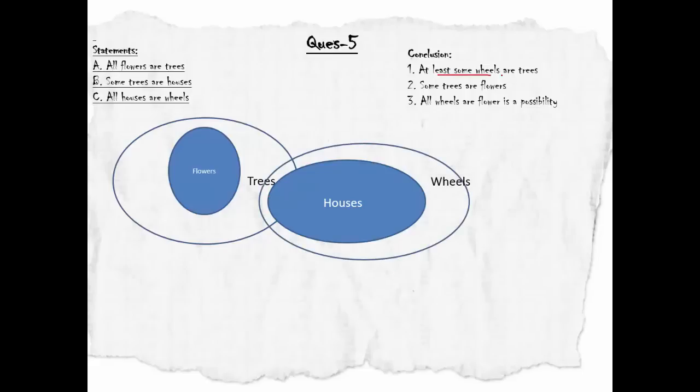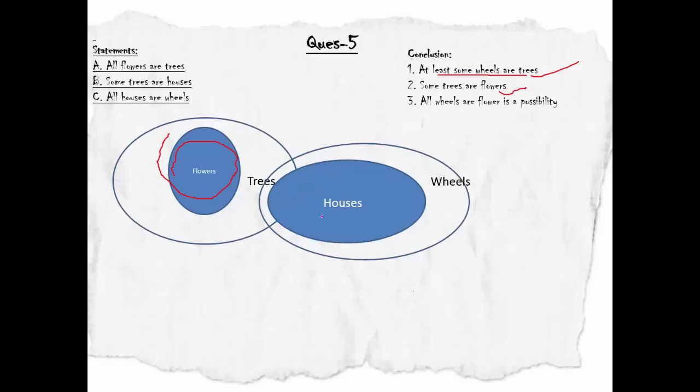At least some wheels are trees, clearly true. There is at least some portion of the wheels which are trees, because houses overlap with trees and all the houses are essentially wheels, as we can figure out from the diagram. Some trees are flowers. So this portion of the tree is flower, so this is also right.